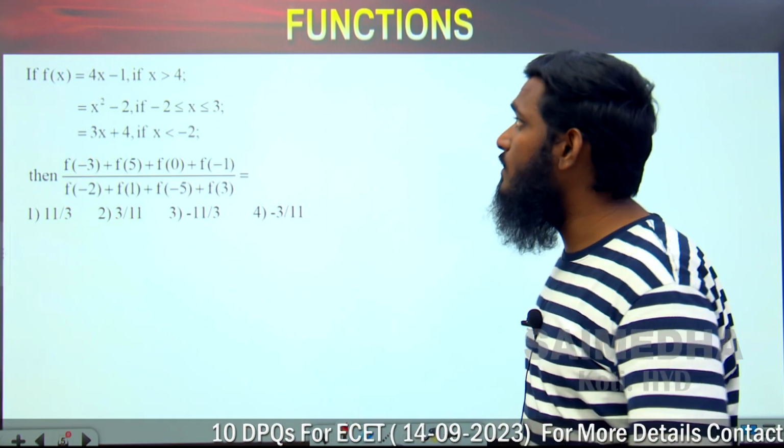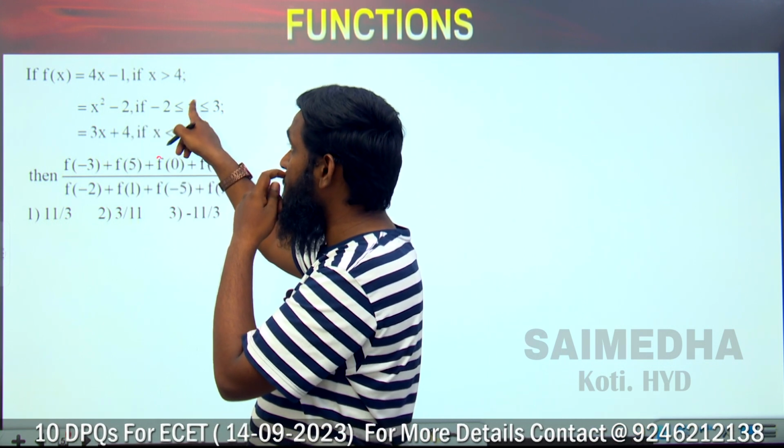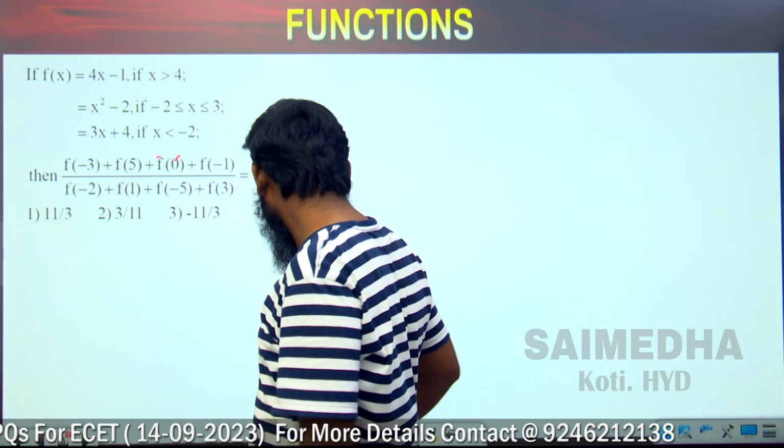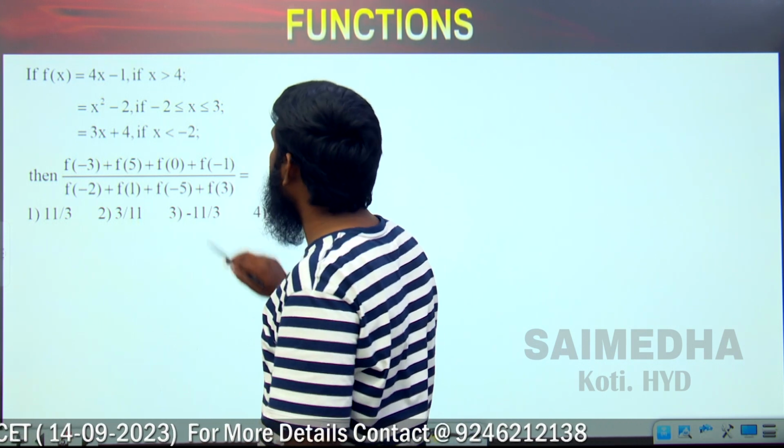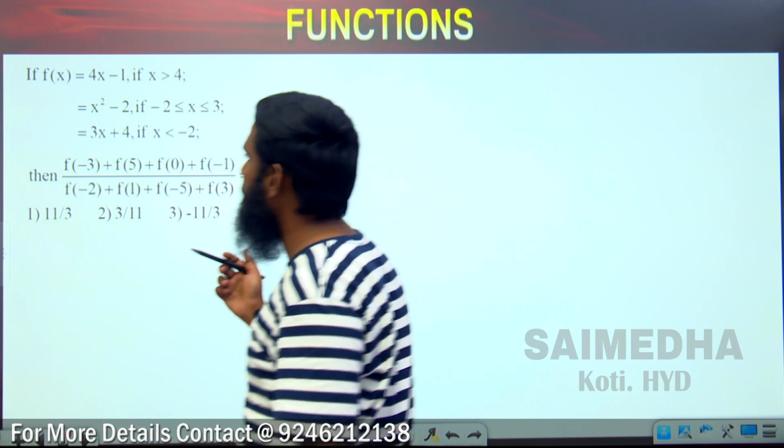If f of x is equal to 4x minus 1 if x is greater than 4, x square minus 2 if minus 2 is less than or equal to x less than or equal to 3, and 3x plus 4 if x is less than minus 2. Okay. Now we have certain types here. Let us see this part.